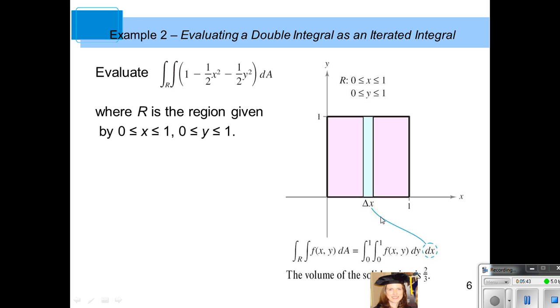And when it's a vertical representative rectangle, the order of the differentials is dy dx. That little part here is dx. That's going to be on the outside. That larger dimension of the rectangle is your dy. And then you can see the bounds of integration. And then when you work this out, you'll find that the volume of the solid region is 2/3.